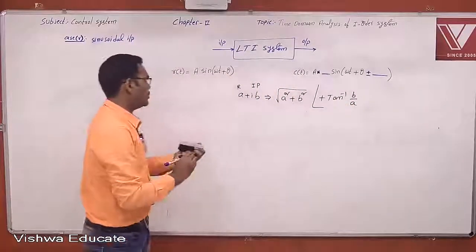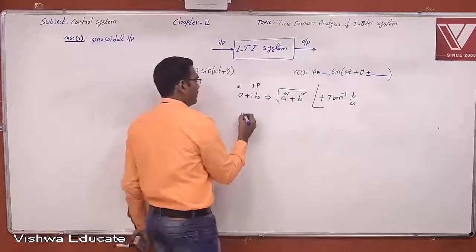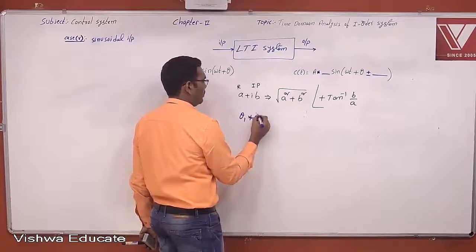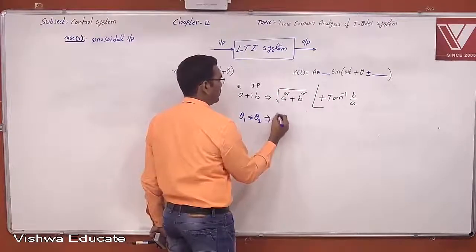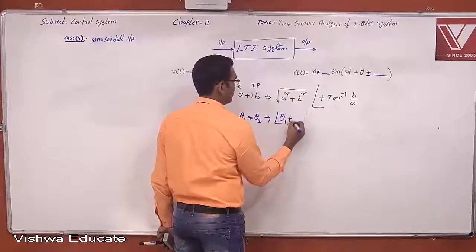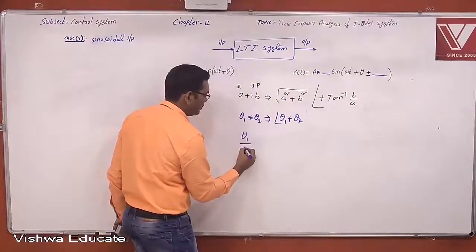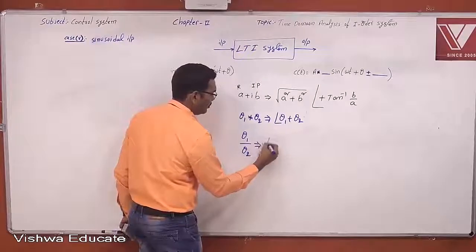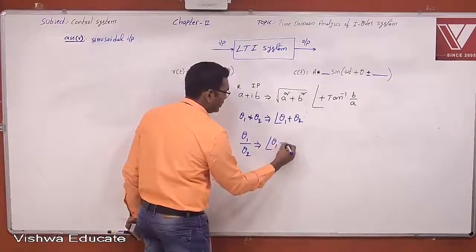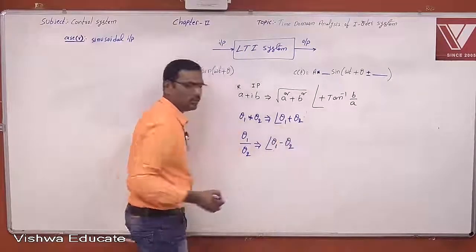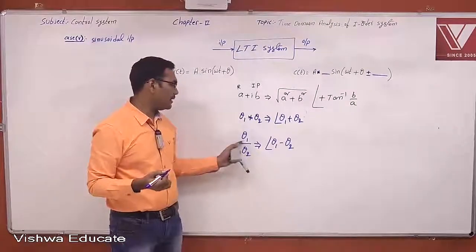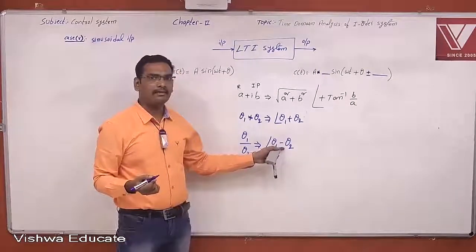Okay. When angles are multiplied, theta 1 into theta 2, the overall angle is the addition. Similarly, when angles are divided, theta 1 divided by theta 2, the overall angle is the subtraction, theta 1 minus theta 2. That is the reason why whenever something is in the denominator, you can take an angle of minus.